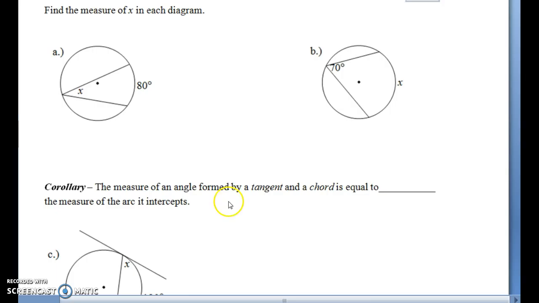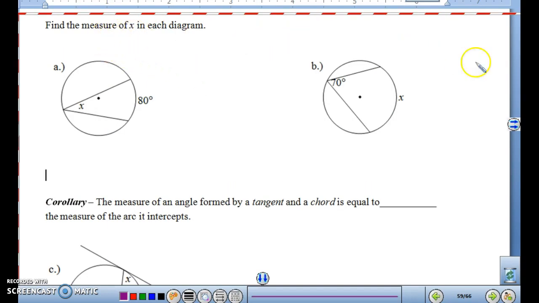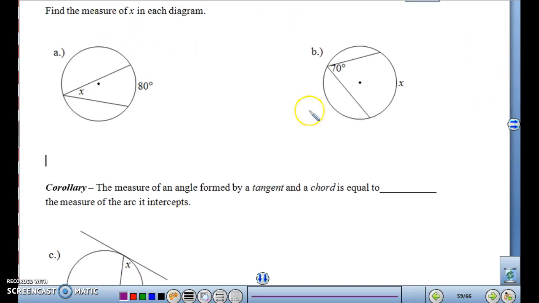All right, so now let's do a little application. Find the measure of x in each diagram. We have x right here is an inscribed angle. Its vertex is on the circle. What do we know about the angle? It's half the measure of the arc it intercepts. So the measure of angle x is equal to half arc 80, this right here. So that means that it will equal 40. So this angle right here will be 40 degrees.